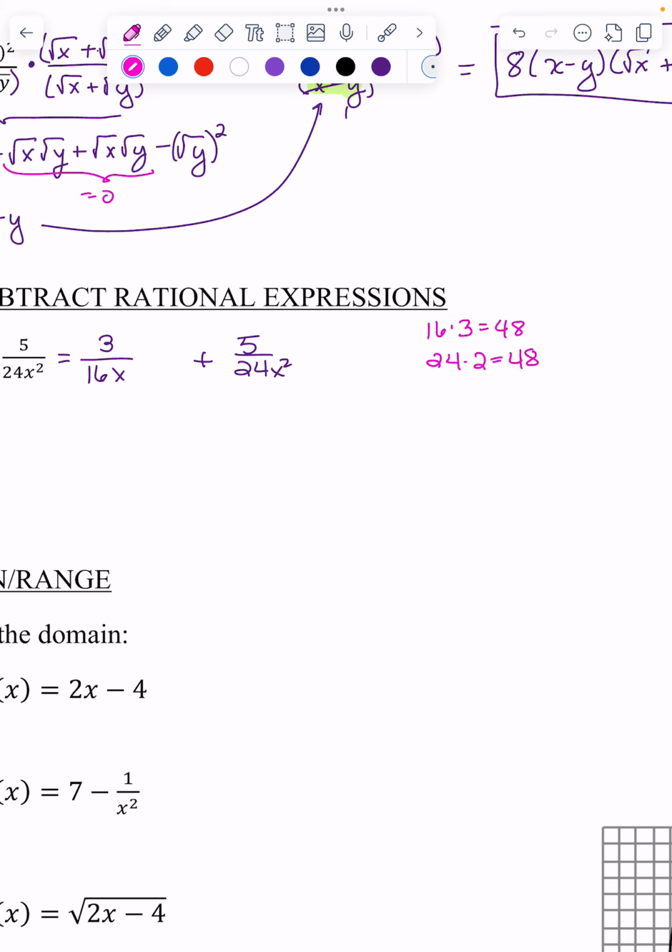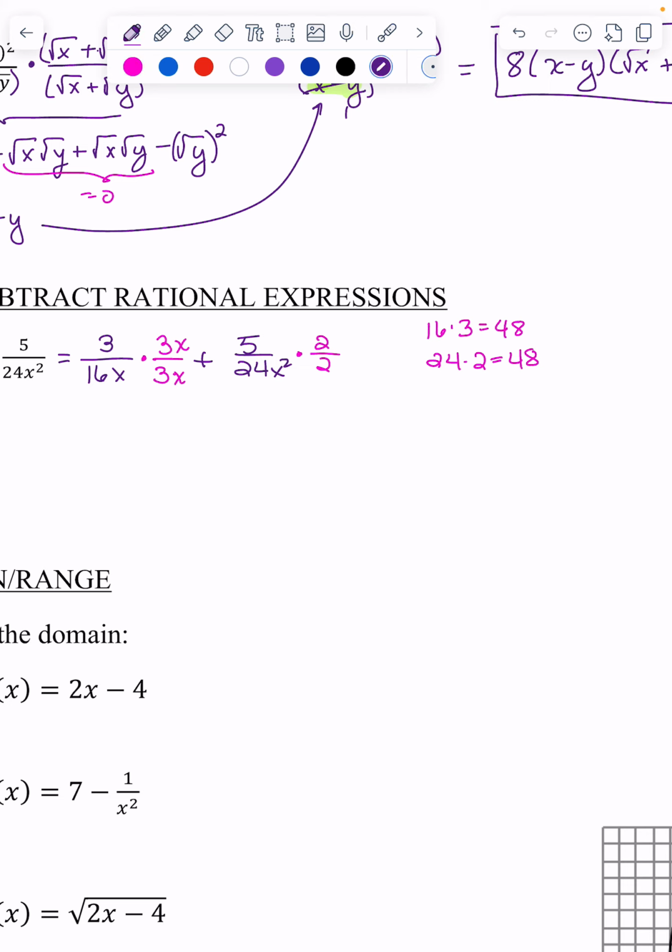Okay, so what I'm going to do first is multiply the first one by 3 over 3. That'll get me a 48x there. My second one by 2 over 2. That's going to get me a 48x squared. Now I still need another x in the denominator on the first term, so let's put an x over an x here. That'll get me a 48x squared in both of the terms.